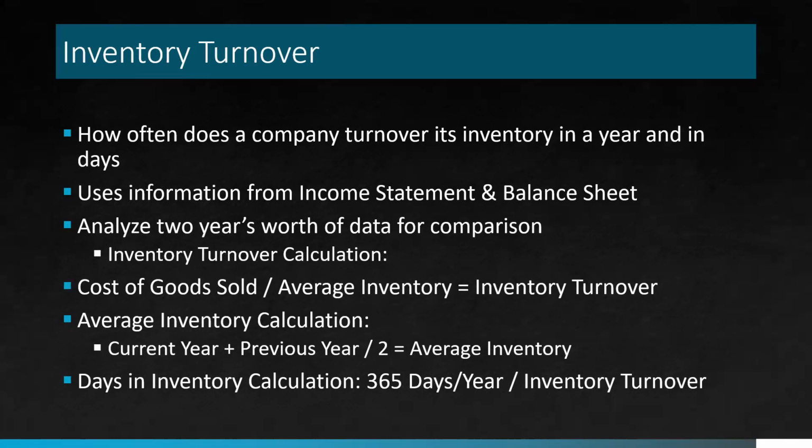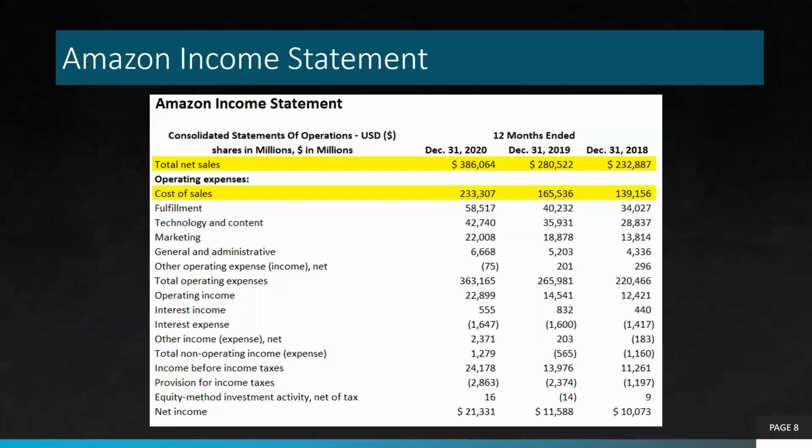And then your average inventory calculation for days would be the current year of inventory plus the previous year of inventory, ending inventory, averaging that out, dividing it by 2, and then dividing that by 365 days in a year. So it seems a little bit confusing, so let's walk through this.